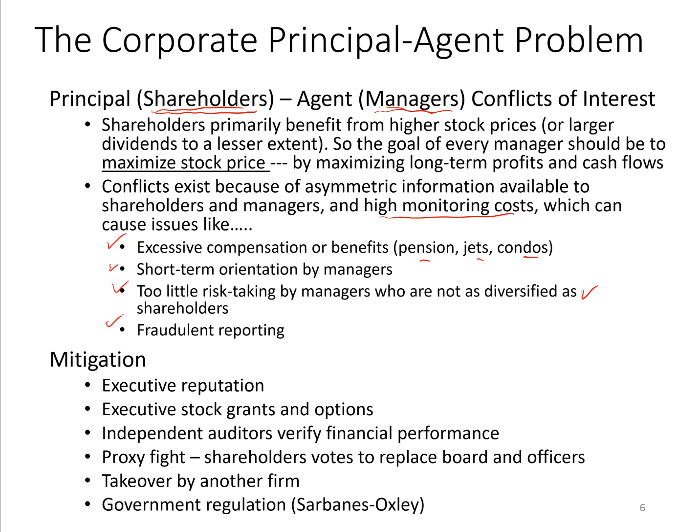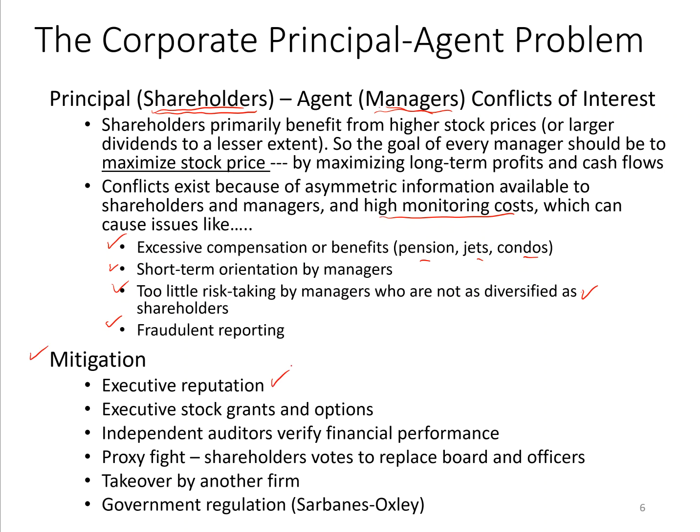And also, you might have fraudulent reporting. They might make the financials look better, so they get higher bonuses and the stock price goes up, at least in the short run. So what is some of the mitigation for these principal agent problems within a corporation?